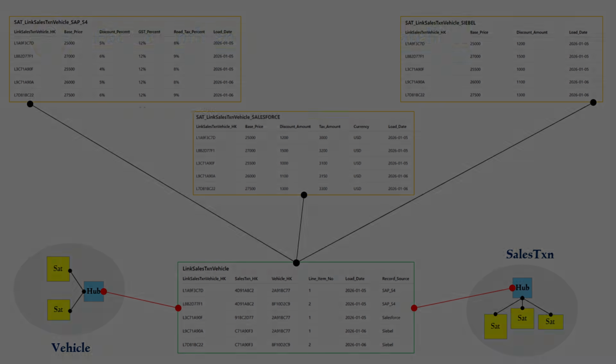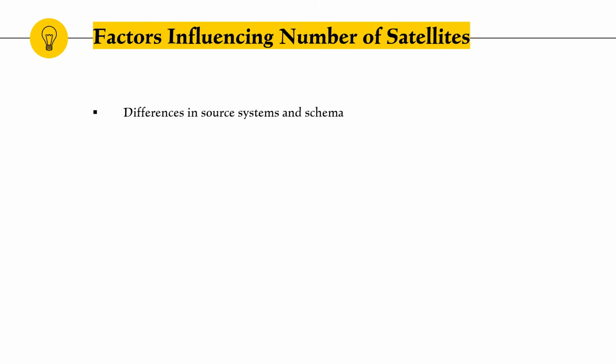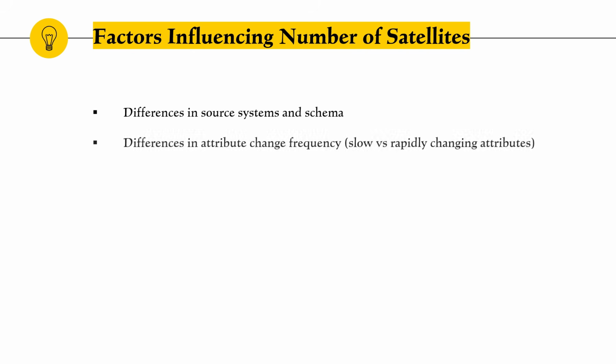everything into one structure. Along with source systems and schema differences, there are other reasons that justify creating separate satellites. For example, some customer attributes change more frequently than others, like address or phone number. In such cases, frequently changing attributes can be stored in a separate satellite so that history is managed more efficiently. Another reason is loading frequency. If some data arrives hourly, while other data arrives daily or monthly, it is better to store them in separate satellites to avoid unnecessary processing and keep ingestion efficient.